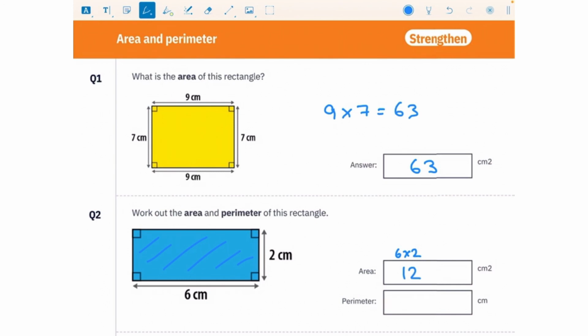The perimeter is the distance around the outside. So 6 add 2, add 6, add 2, because we also need to do the top side and the left side, and that is 16 centimetres.